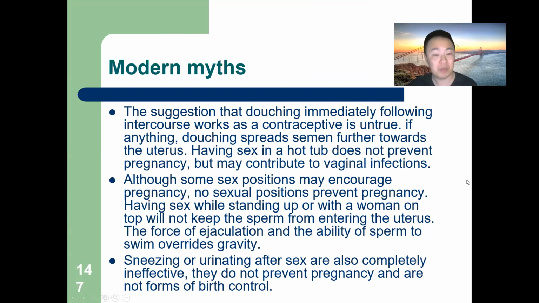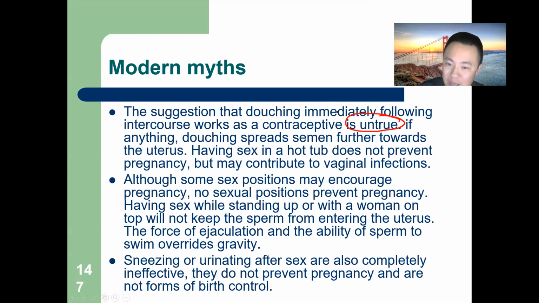Let's talk about some modern myths. The suggestion that douching immediately following intercourse works as a contraception is totally untrue. So the idea here is that any sperm cells that are inside the female reproductive tract, you wash them out with a douche. That makes it actually worse because that can actually push the semen further inward toward the uterus.